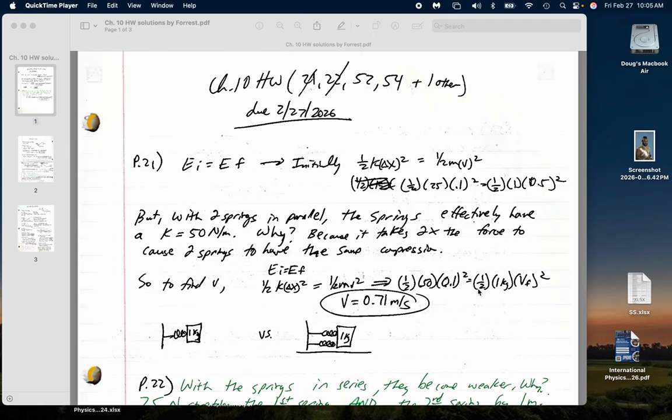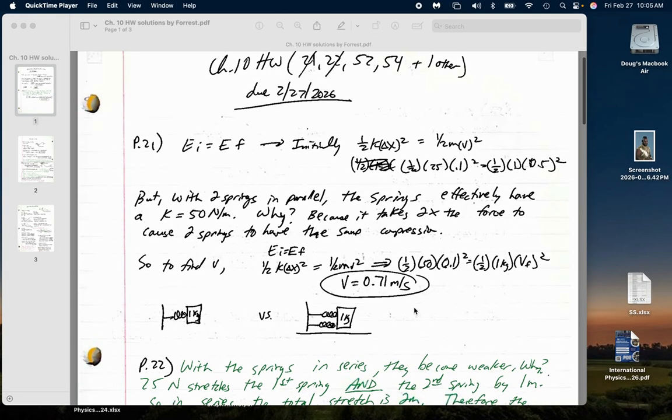The final kinetic energy would have been double what it was before, and therefore the final velocity of this block would be radical 2 times greater. So it would be about 0.71 meters per second.